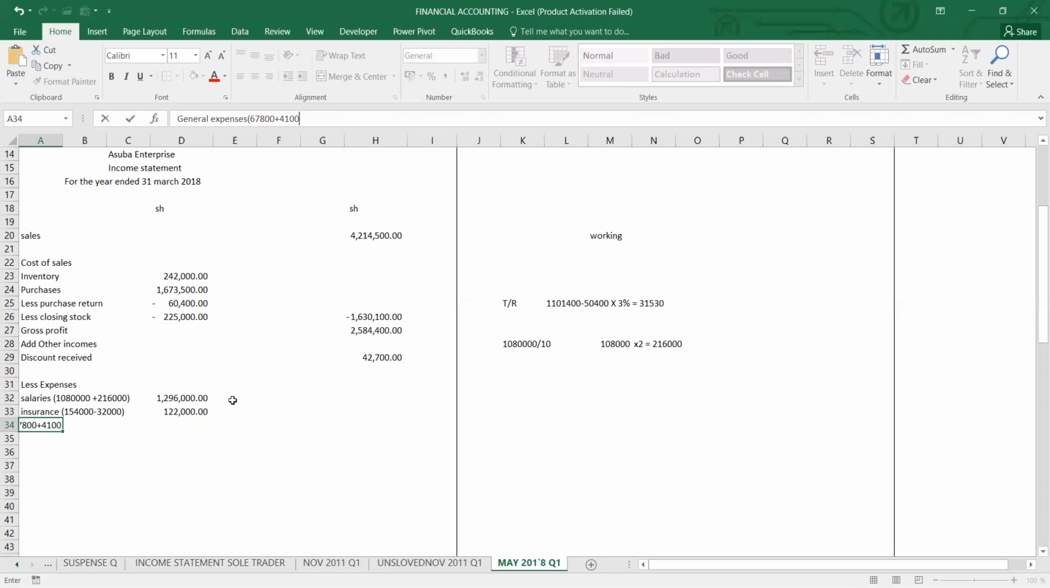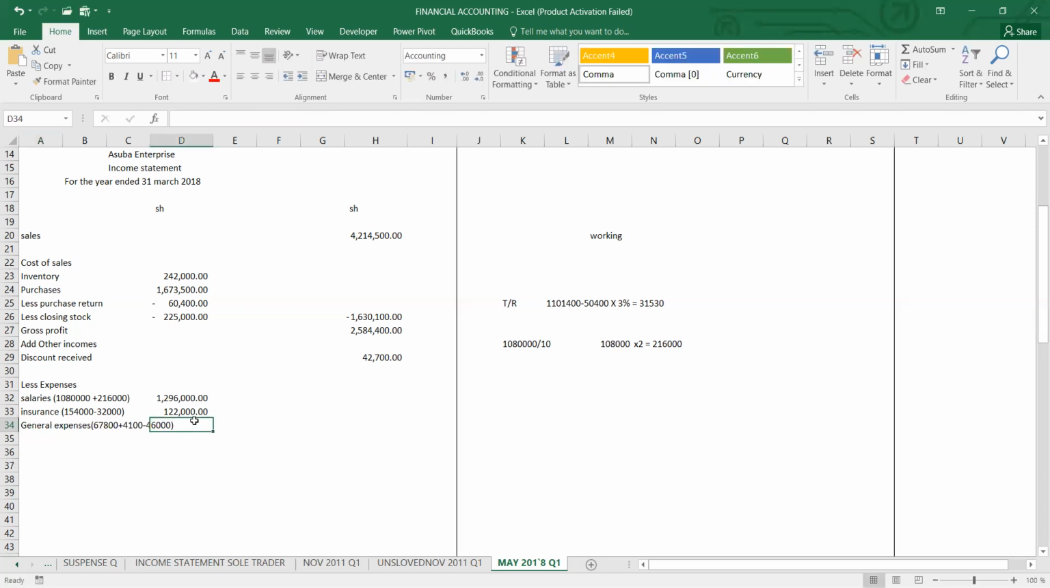So basically, that one is a drawing. It should not appear in expenses unless it is drawings for goods. So we have to remove that 46,000 so that it gives us how much? 67,800 less 46,000 gives 25,900.